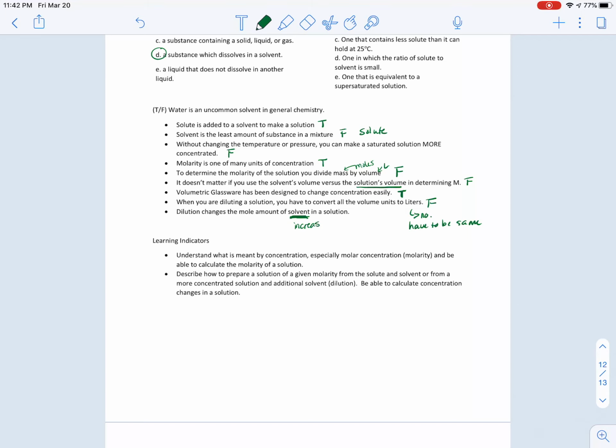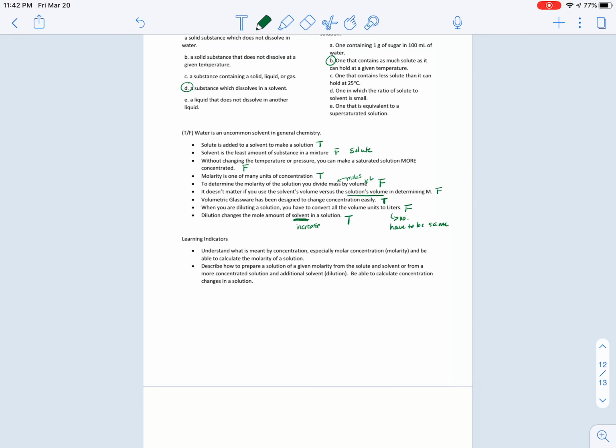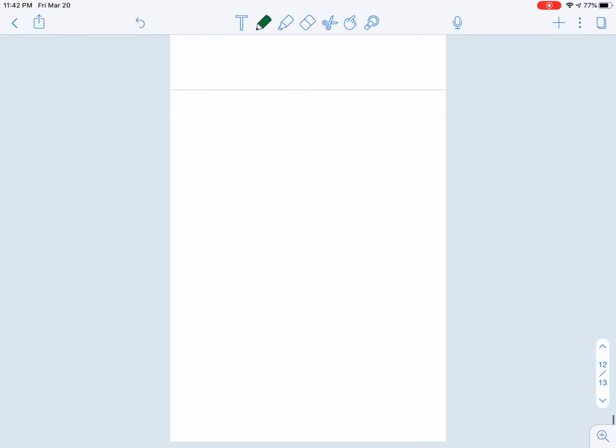And dilution changes the mole amount of solvent in a solution. This does increase, because this is just saying it changes the amount of water in a solution. So yeah, that's what you're doing. So that's true.